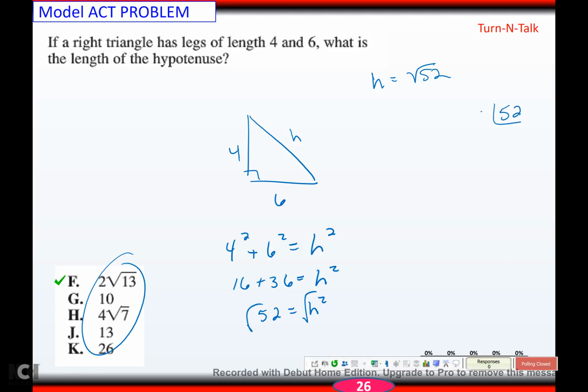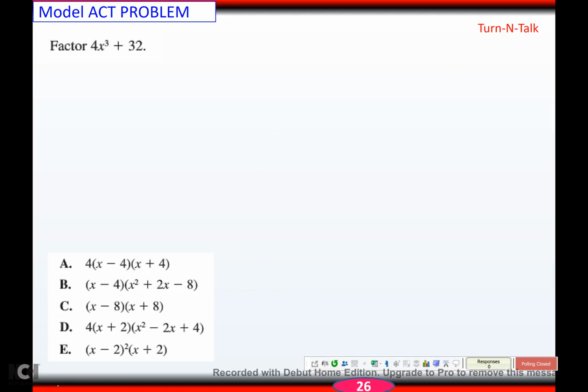So 52, if I divide by 2, I get 26. By 2, I get 13. So there's a perfect square. Square root of 4 is 2. 13 isn't perfect. So my hypotenuse is 2 square roots of 13. Okay? Alright, hit pause. Come back when you're ready.